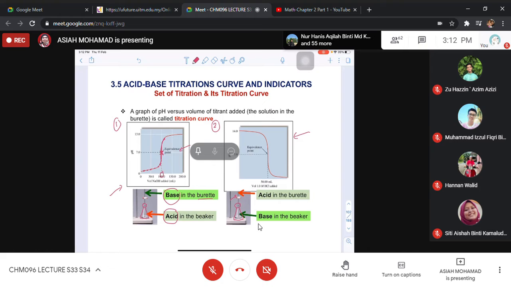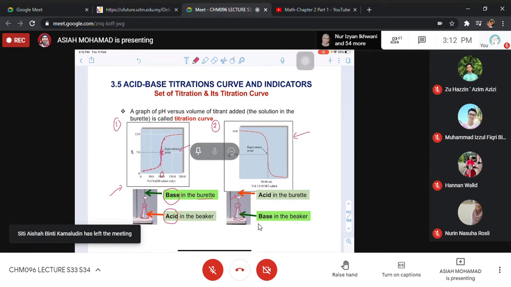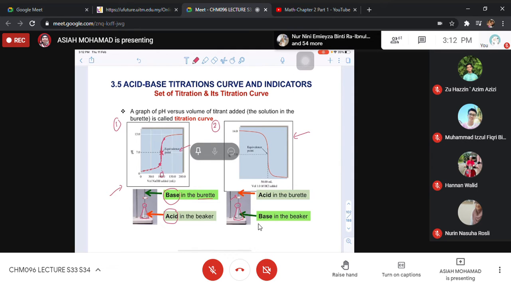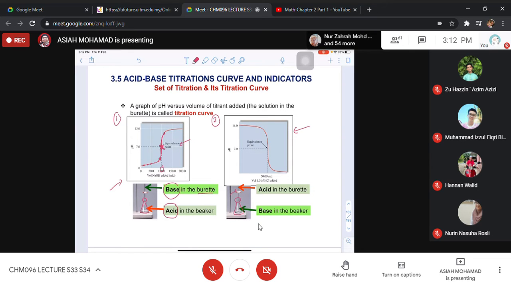So when you do the acid-base titration and plot this titration curve, the function is that once we draw the curve from this steep increase, the midpoint of the titration curve is what we call the equivalent point. This is the one that we want to determine from the graph.